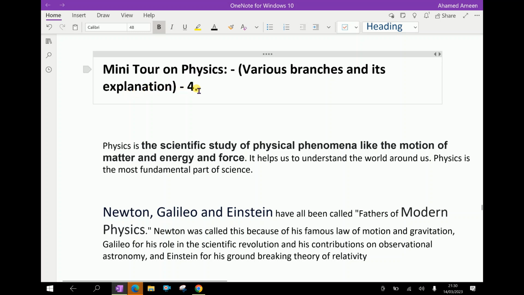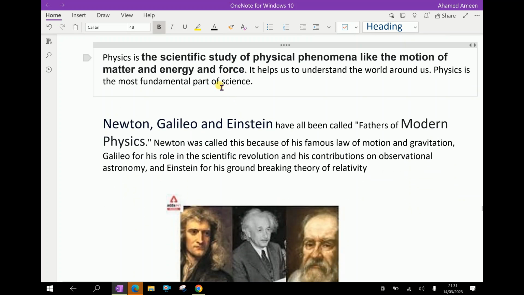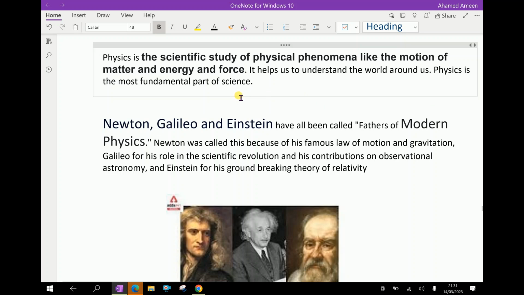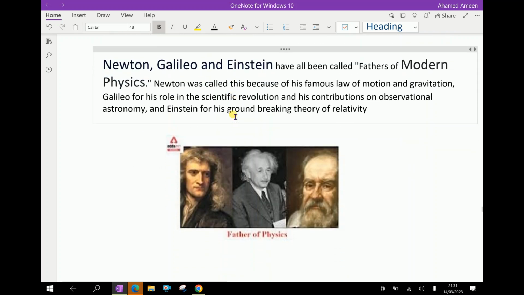In this mini tour of physics, let us discuss the various branches of physics and their explanations. Physics is the scientific study of physical phenomena like the motion of matter, energy, and force. It helps us to understand the world around us. Physics is the most fundamental part of science.